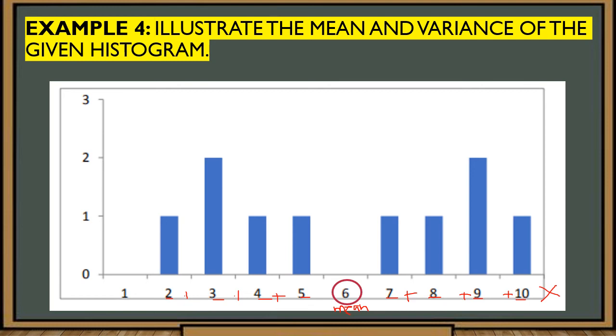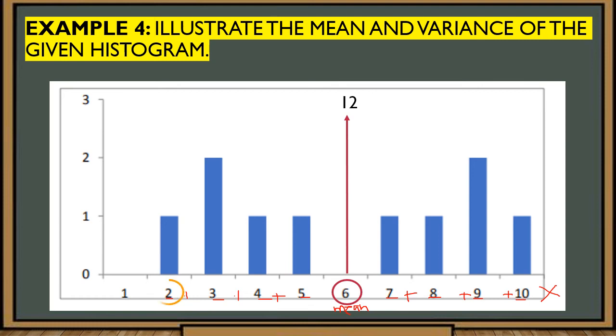Now, how do we find the variance, or how spread are the elements in the given histogram? So we're going to follow this procedure. We're going to double the mean to get a new mean, since it has equal probabilities on the right side and on the left side. So 6 times 2, we have 12. So this is the new mean.